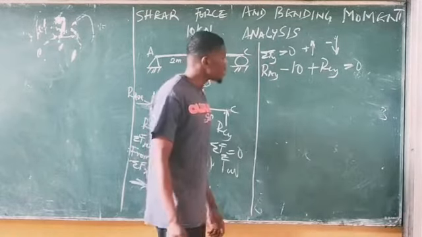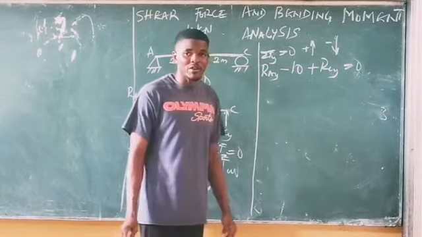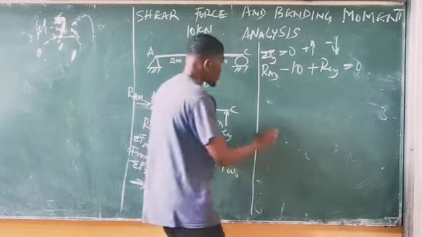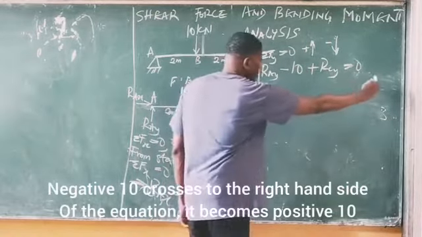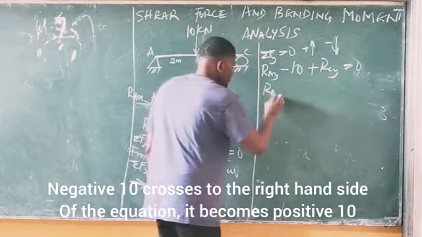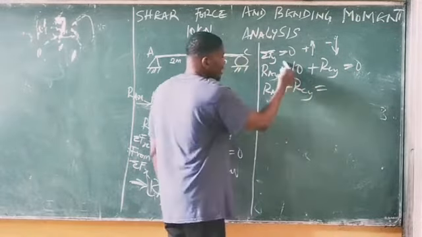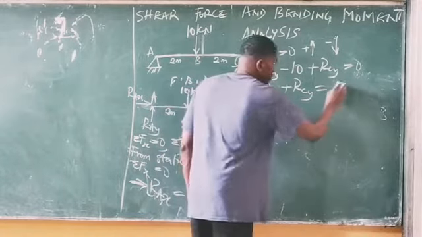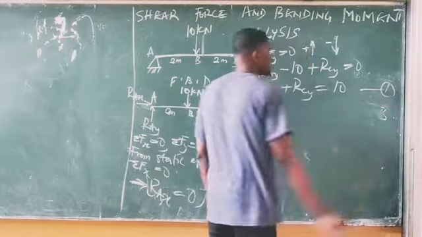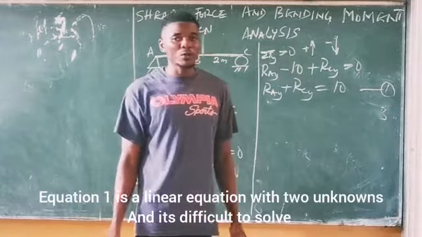So let's look at this equation. This is a linear equation with 2 unknowns, which is impossible to solve as it is. If I send minus 10 over to the other side of the equation, you have RAY plus RCY equal to, the negative sign becoming positive, 10. So let's call this equation 1. Equation 1 happens to be a linear equation with 2 unknowns, which is impossible to solve by itself.